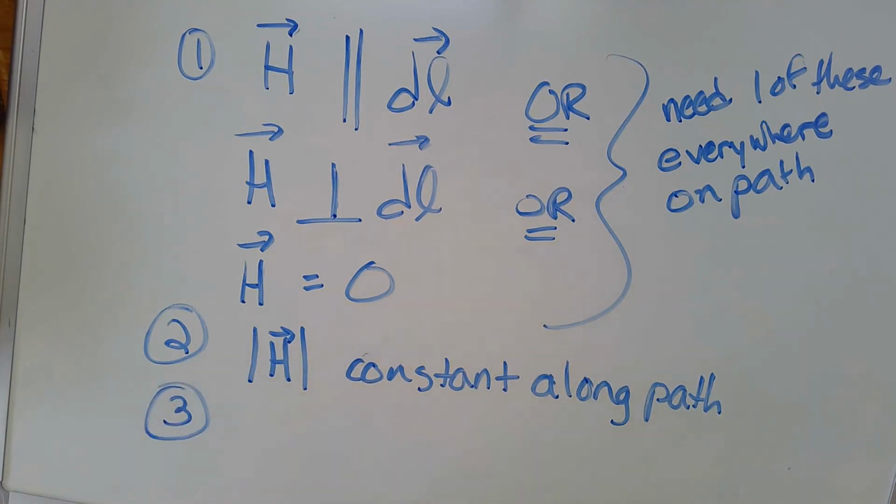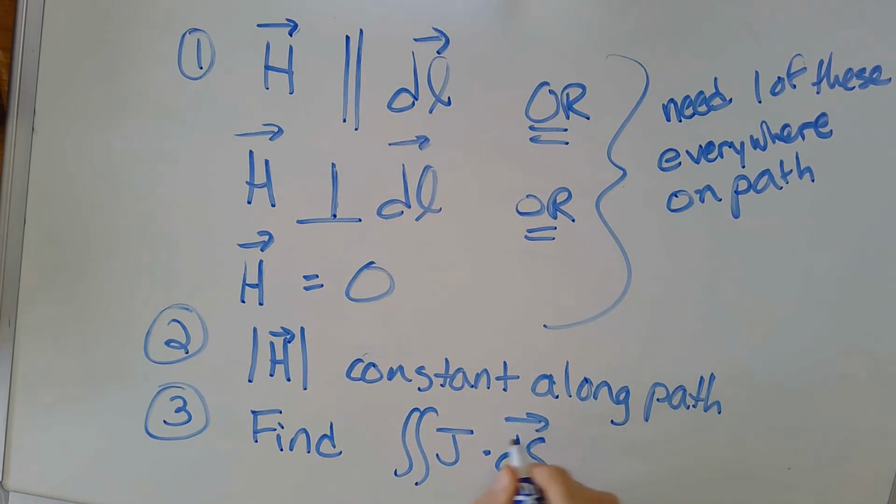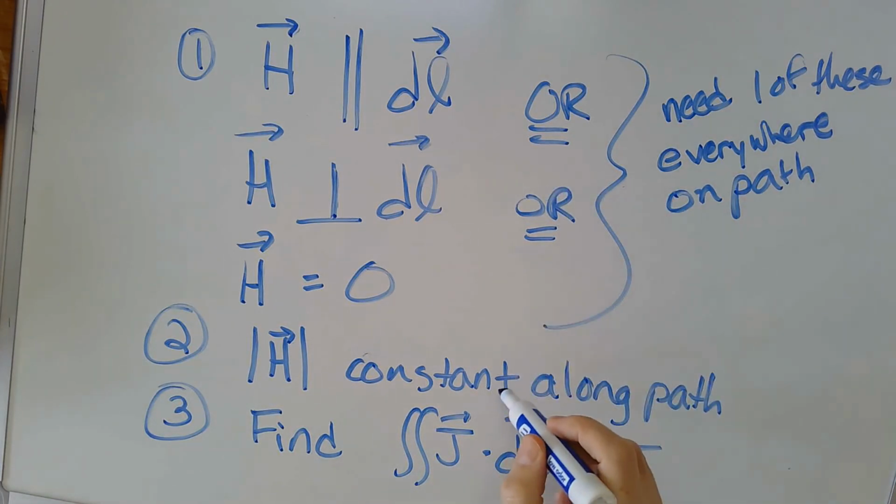Last thing is that you need to be able to find the solution to the current integral. So the total current passing through the surface whose boundary is the path. And that one should be pretty simple. And if you find that you have satisfied the first two conditions and there is no current passing through the surface, guess what? Your magnetic field is 0. Ta-da!